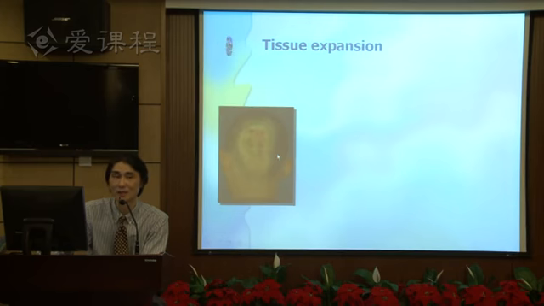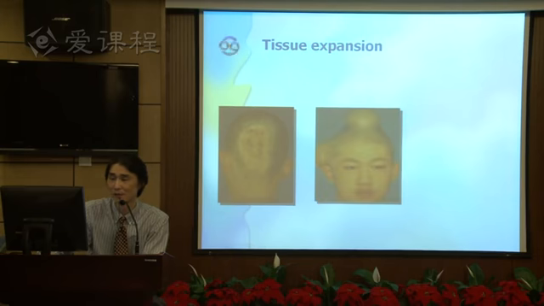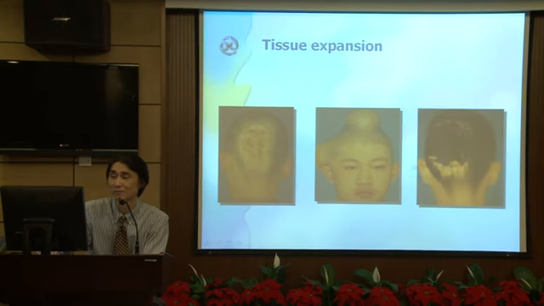This is another case of tissue expansion use. We put two expanders under his scalp. One is here, another is here. If we inject more water into the expander, the amount of scalp will become more and more. So we gain more scalp to cover this defect. The result, in my opinion, is acceptable.